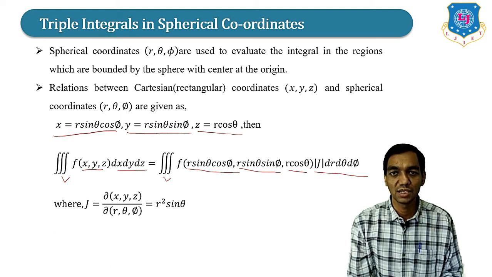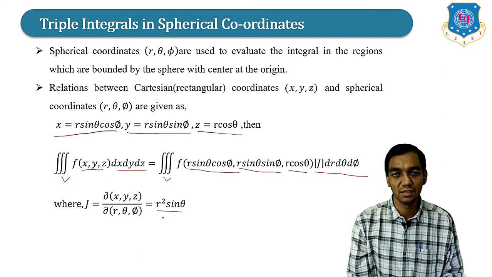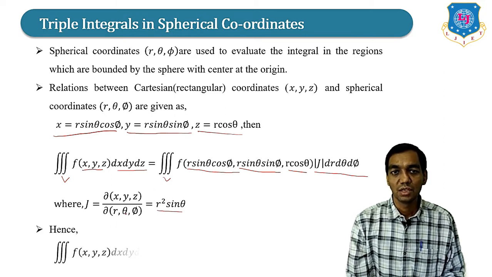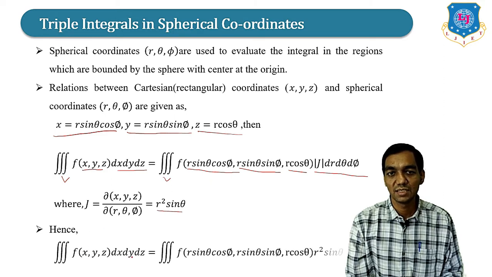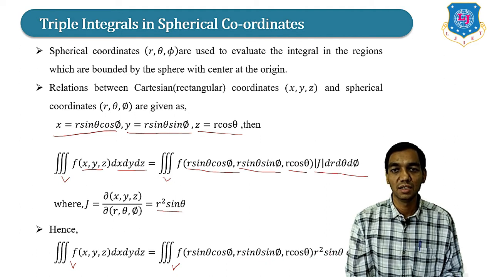And if you find the Jacobian of this, then it is going to be r square sine theta. So your triple integration of f of x, y, z, dx, dy, dz over a volume V is the triple integration over the volume V of f of r sine theta cos phi, r sine theta sin phi, and r cos theta, where mod J is replaced with r square sine theta, dr d theta d phi.